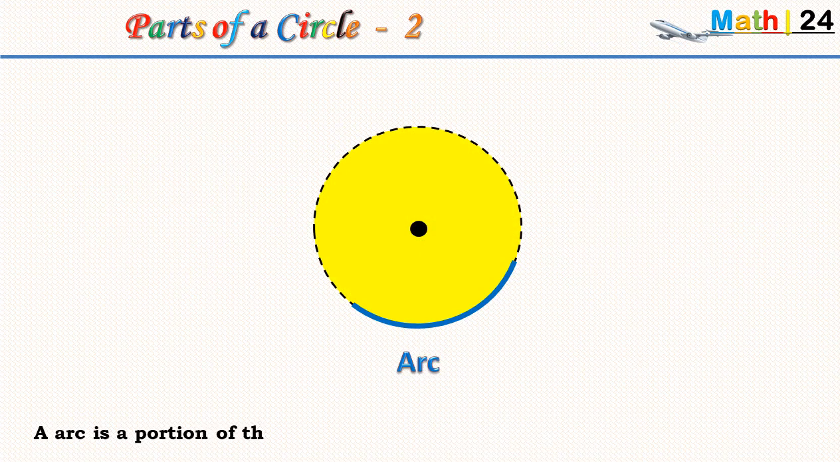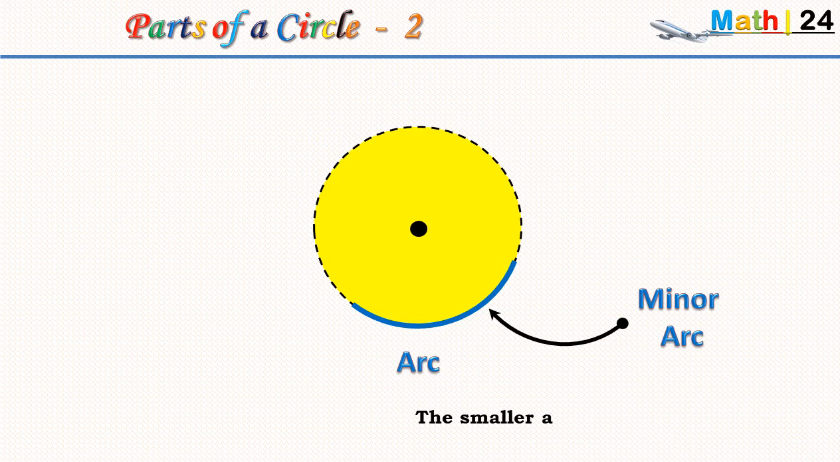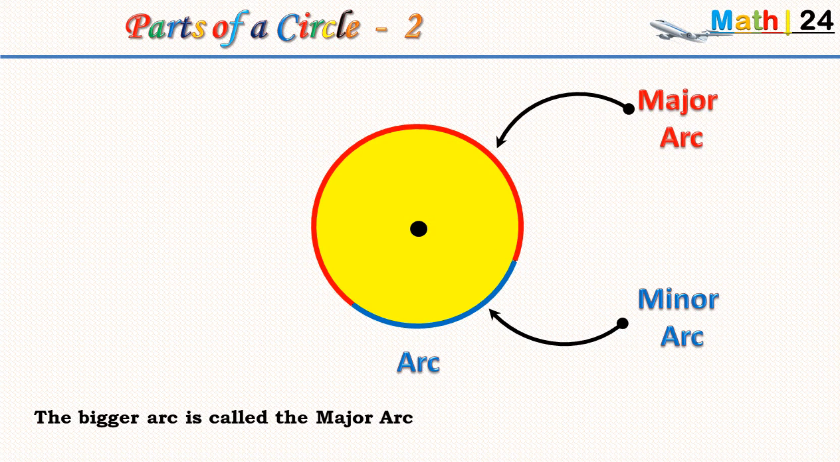And equally, the next thing we're talking about is an arc. And an arc is a portion of the circumference, like a subset of the circumference. And when you look at the circumference, the arc that occupies a smaller portion is called the minor arc. So the smaller arc is called the minor arc, while the bigger one is called the major arc.